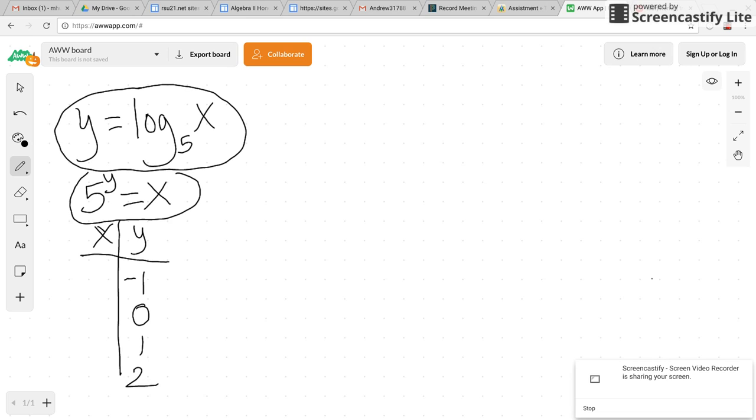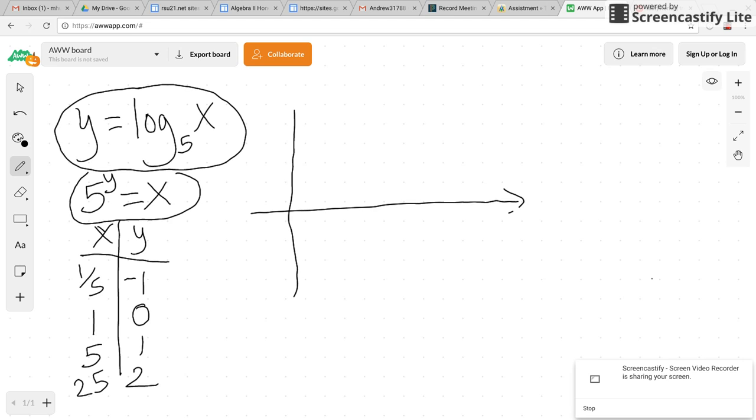And so if y is -1, 5 to the -1 power is 1/5. If it's 0, 5 to the 0 power is equal to 1. And then if it's 1, 5 to the first power is 5. And if it's 2, 5 squared is 25. So it's kind of funny, I'm filling out my table backwards, but that's going to allow me to draw a pretty good sketch of what the log function looks like.